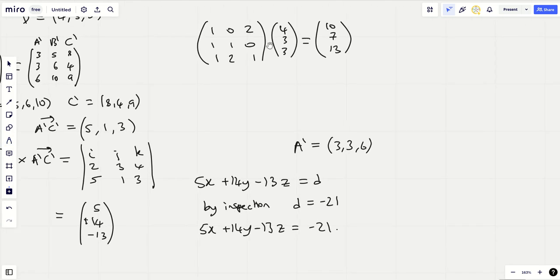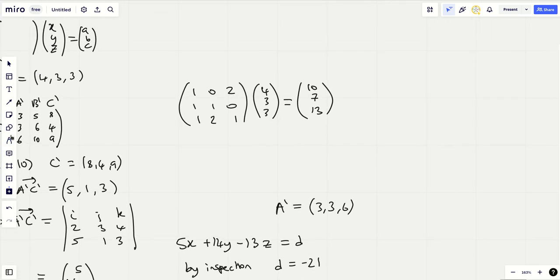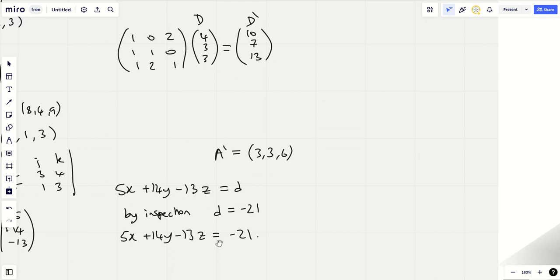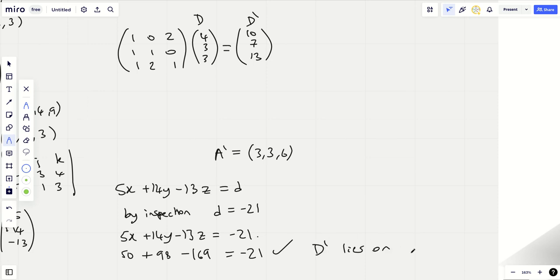And then I just checked that this point, because this is like D and D dash, isn't it? D and D dash, I checked that D dash was on my plane as well, because that was nothing to do with my working out here. And sure enough, if you do 5 times 10, which is 50, plus 14 times 7, which is 98, minus 13 times 13, which is 169, that's 148 minus 169, which is also minus 21, so D dash lies on the plane as well. And that's why I know I've done that whole question correctly.